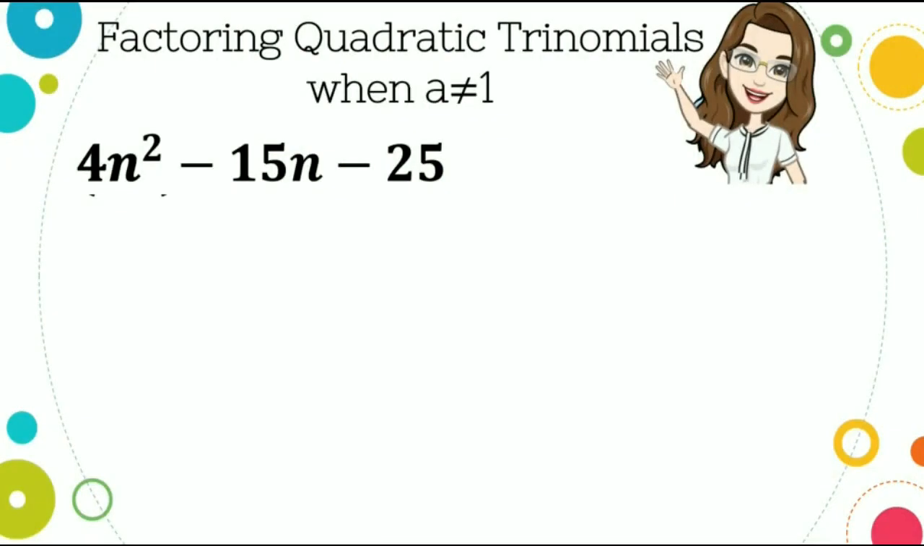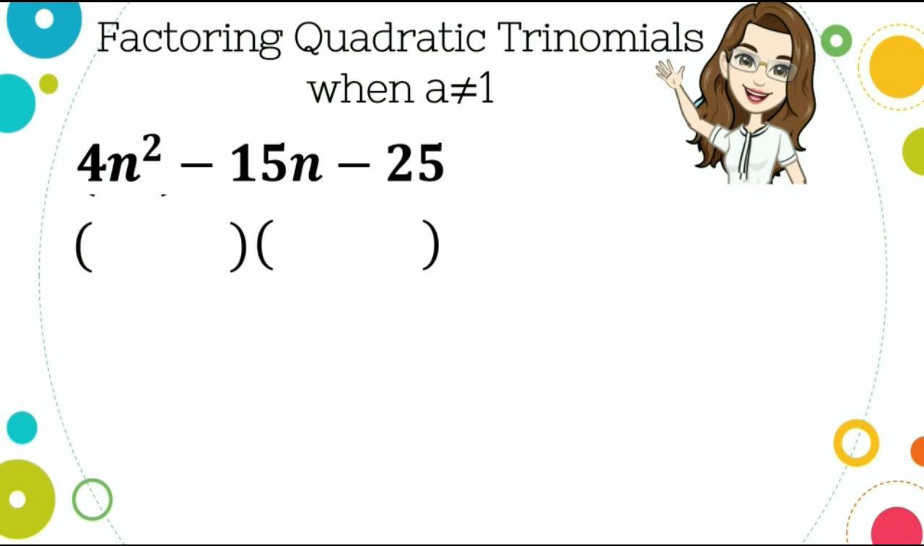Next, 4n squared minus 15n minus 25. Again, check for the GCF. If there is no GCF, proceed to step 2. Make sure that the given is written in standard form. Step 3. Factor the first term. If the first term is not equal to 1, we can apply the following techniques.